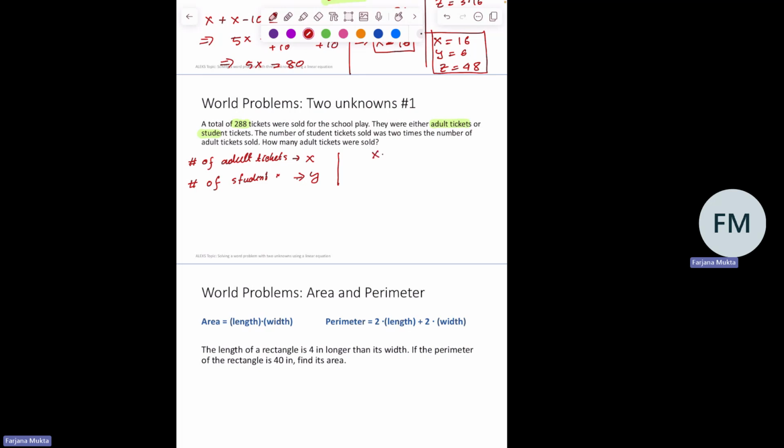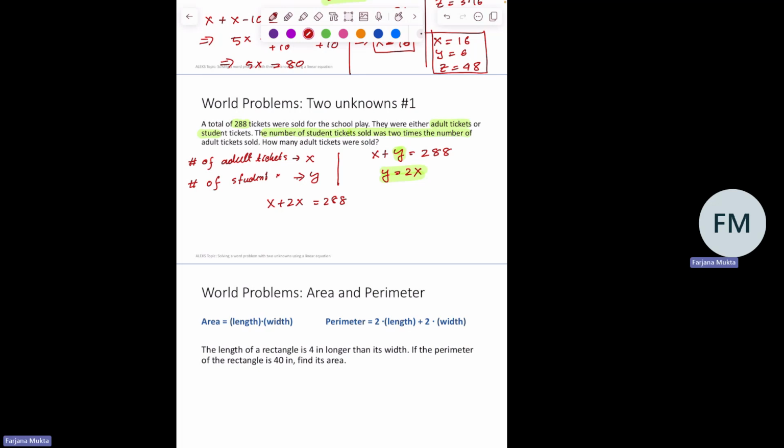In total, they have 288. So x plus y is 288. And the number of student tickets sold was 2 times the number of adult tickets. That means y equals 2 times x. Now we'll use this y equals 2 times x here. So x plus 2x equals 288.